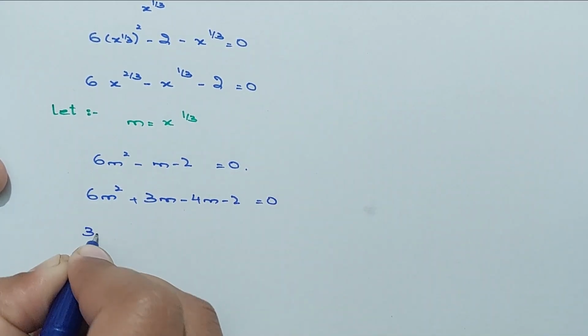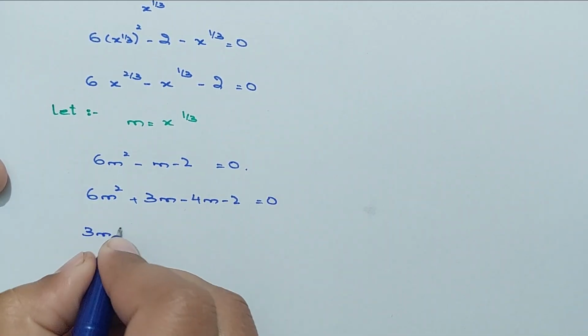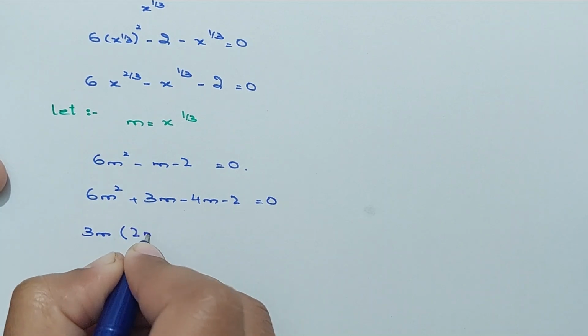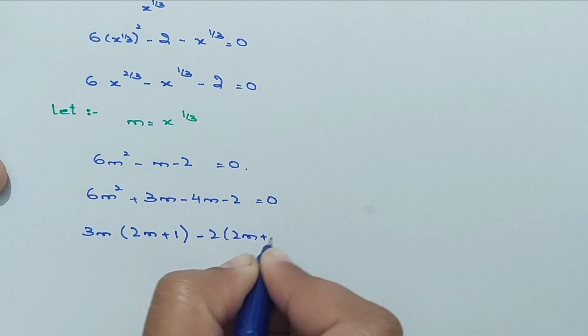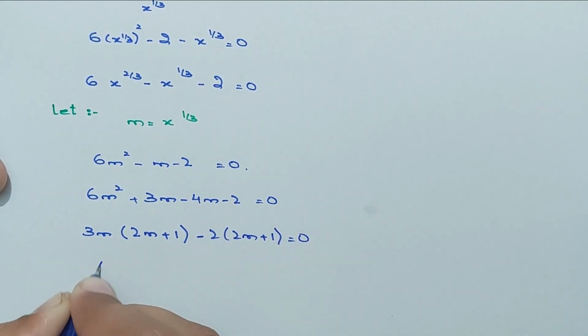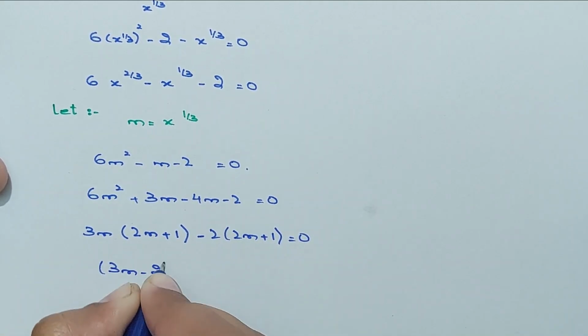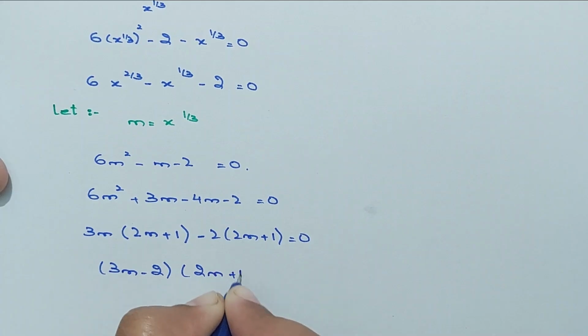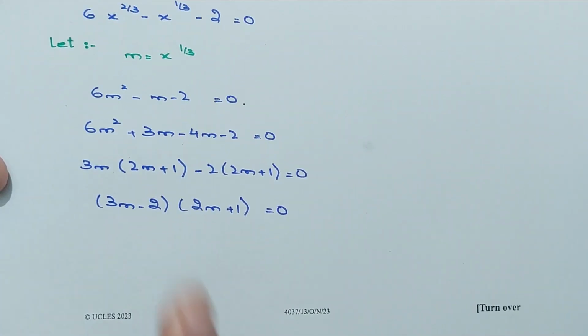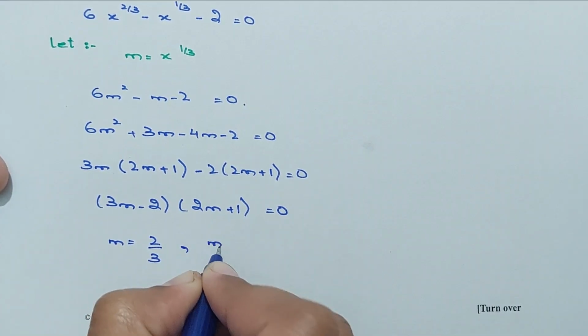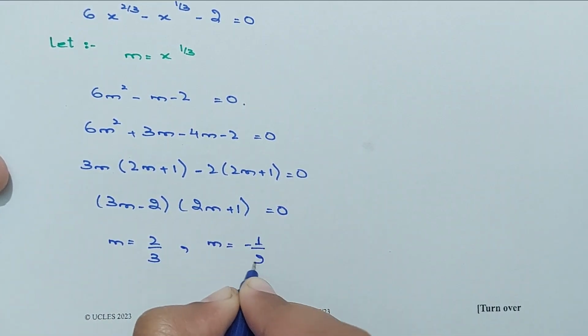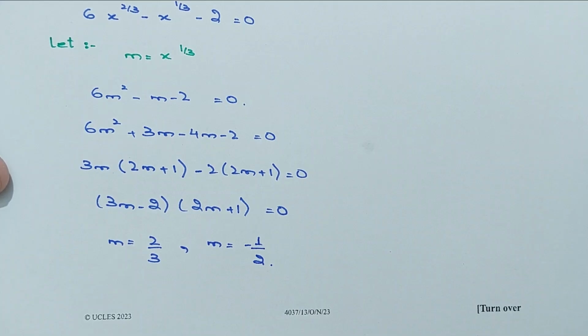Let me take 3m common. We have 3m times (2m plus 1), and negative 2 is common, (2m plus 1) equals 0. So the factors are (3m minus 2) into (2m plus 1) equals 0, right? So here m is equal to 2/3 and m is equal to minus 1/2, right? So we have two values for m. Let me solve the equation in x because we have a question in x.